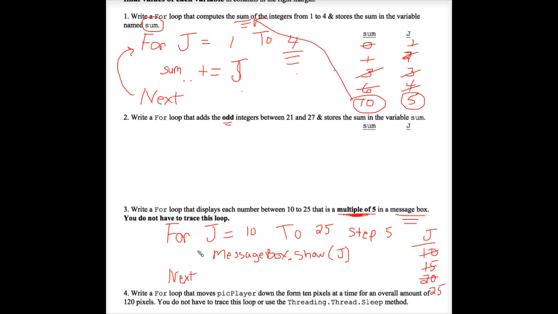Finally, number 4, I'm going to let you do that as an exercise. I believe we've already done that on a previous worksheet or maybe in the program that you're doing for this unit. But since you are moving down the form, I think it's going to be a plus equals that you use somewhere, because the y-axis goes from 0 to 300, and therefore going down the form means you're going up the y-axis. So you want to add to a picture box. And instead of PickPlayer.left, I think you're going to have PickPlayer.top to be able to move it up and down vertically.